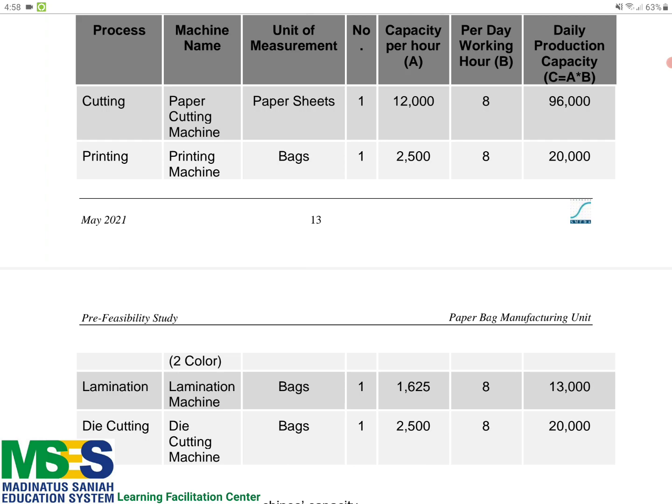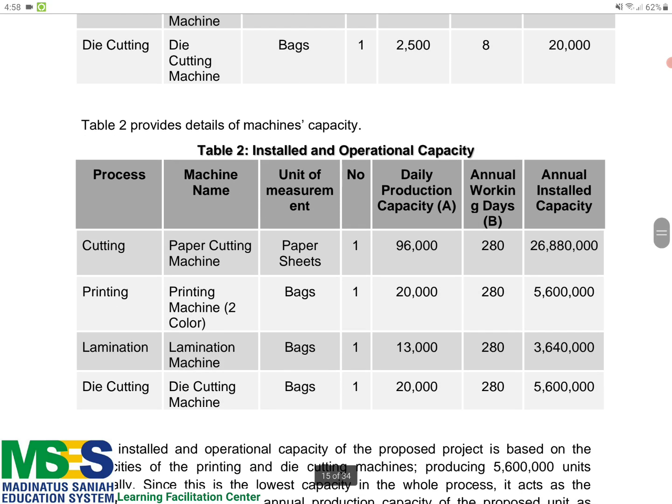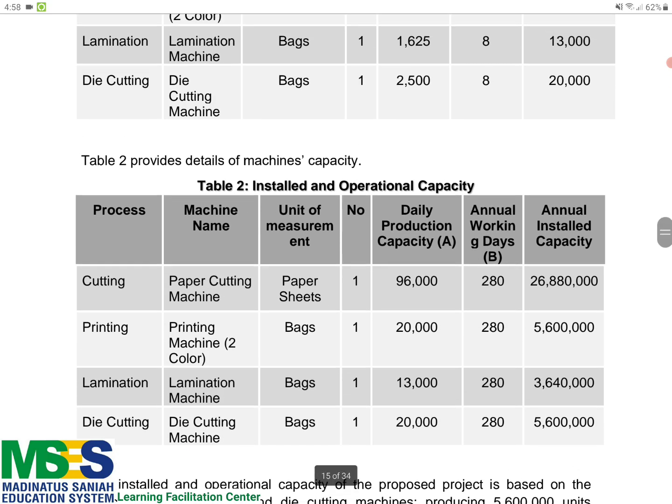Yes, what were you saying? So, in 1 year, how many bags can you cut?